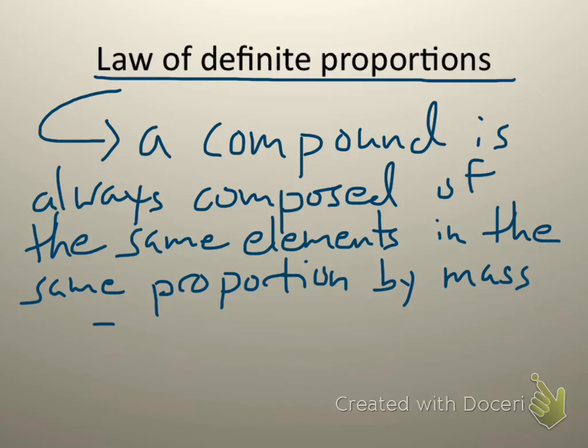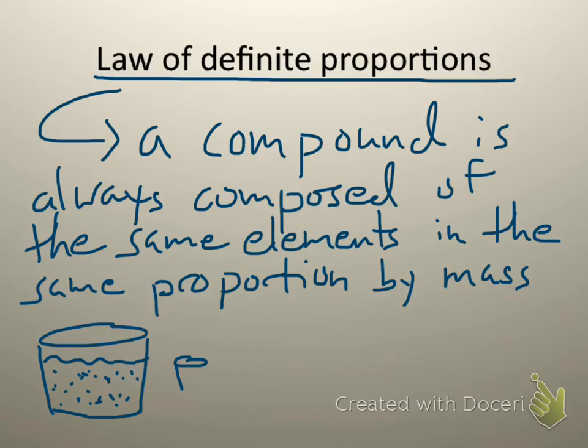Now, just to give you an example, let's just say you have a huge bucket of water, a gigantic 10-gallon bucket of water. And then you also have a tiny little glass of water. In each container of water, you have the compound H2O. How do I know H2O is a compound? It has an H and it has an O. It's got two different elements. And they're both uppercase.